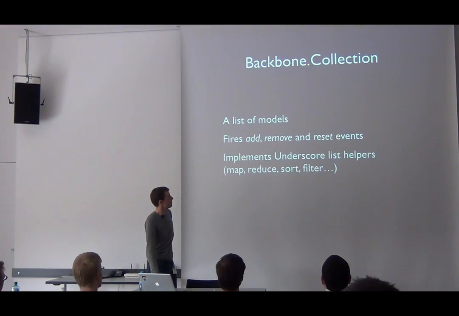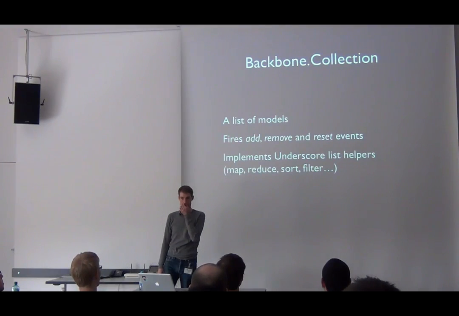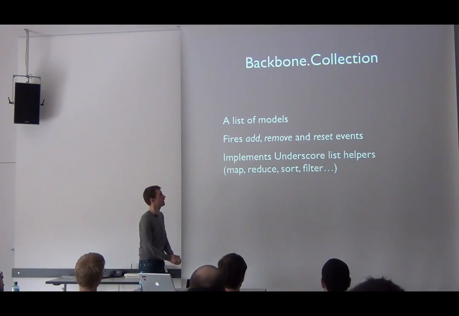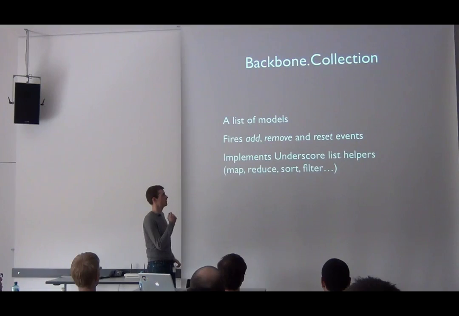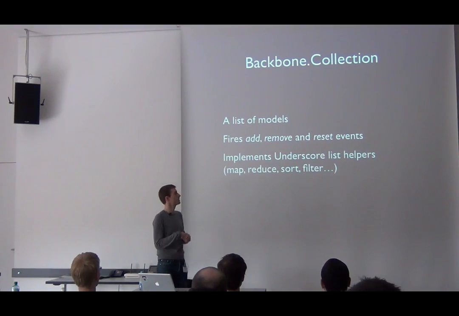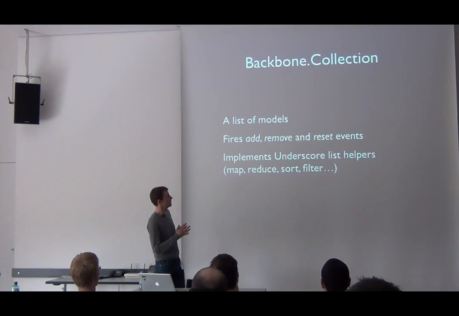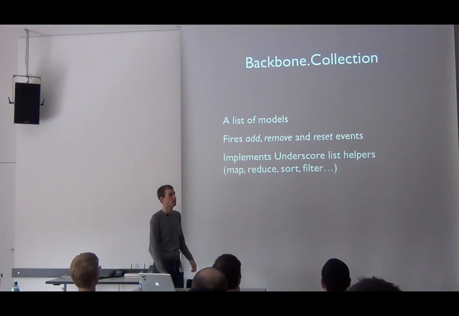A collection is another class of Backbone, which is basically a list of models. The key point there is you can modify the list, like you can do it with a normal JavaScript array. And the interesting part is that this is also an event emitter, and it triggers add, remove, and reset events. With these events, you can, for example, react upon changes of the list in your view.